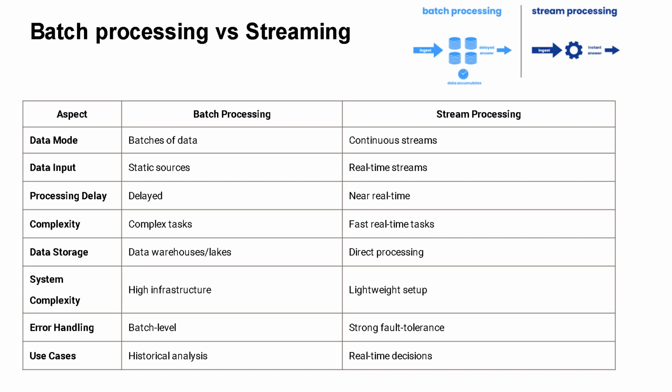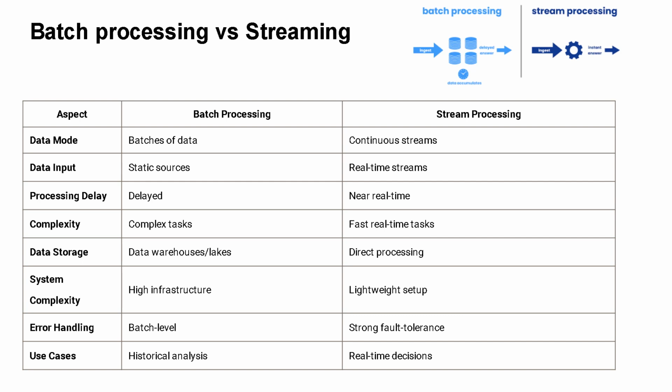In terms of system complexity, batch processing is slightly higher or more complex in terms of infrastructure, and error handling will be at the batch level. The use case is mostly for historical analysis, etc.